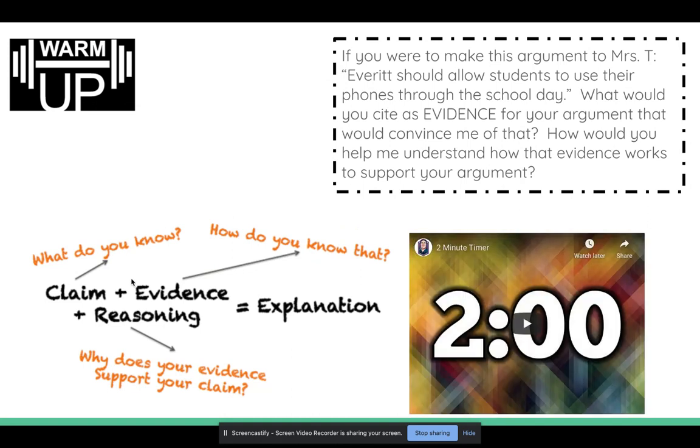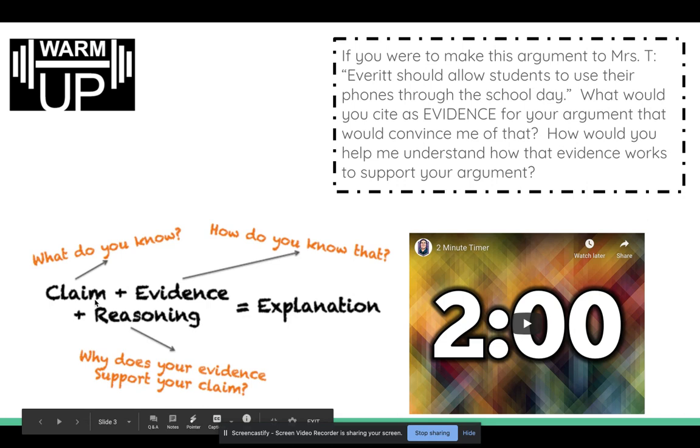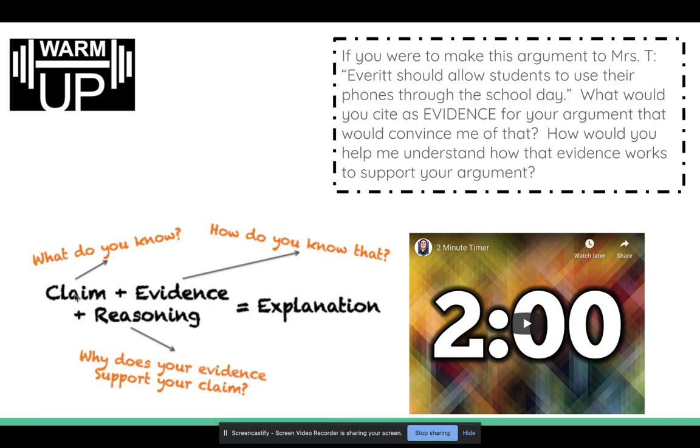All right, so here's your warm-up for today. I want to first talk about this graphic down here. One of the things that you are going to hear me say a lot is claim, evidence, and reasoning. So a claim is an answer to the question, what do you know? Or it's an answer to the question, what do you believe is the truth? Or what do you believe is right? So a claim is an argument that you're making in your writing.